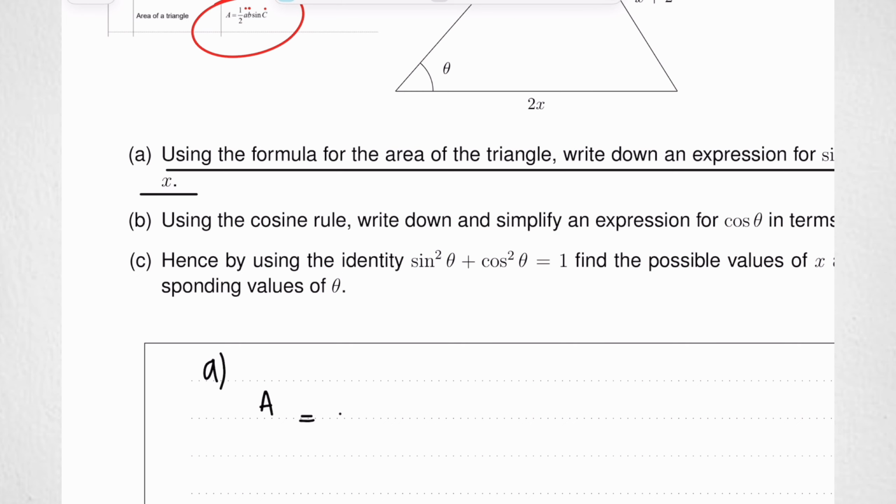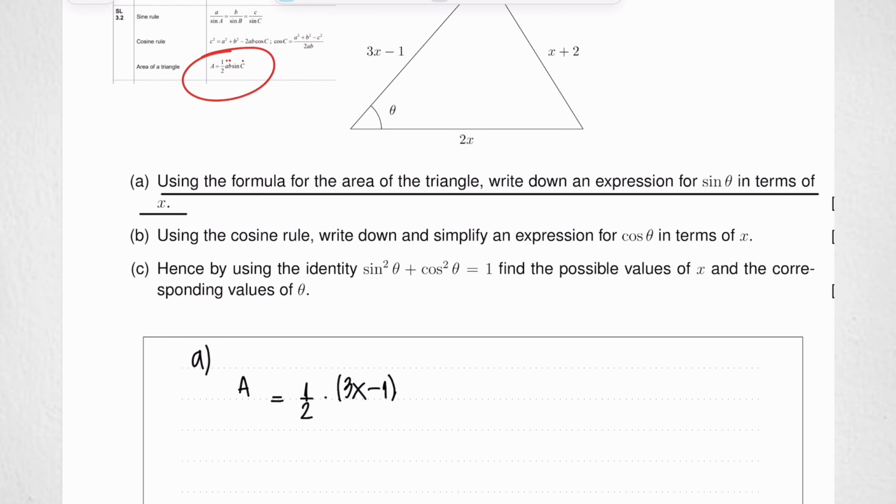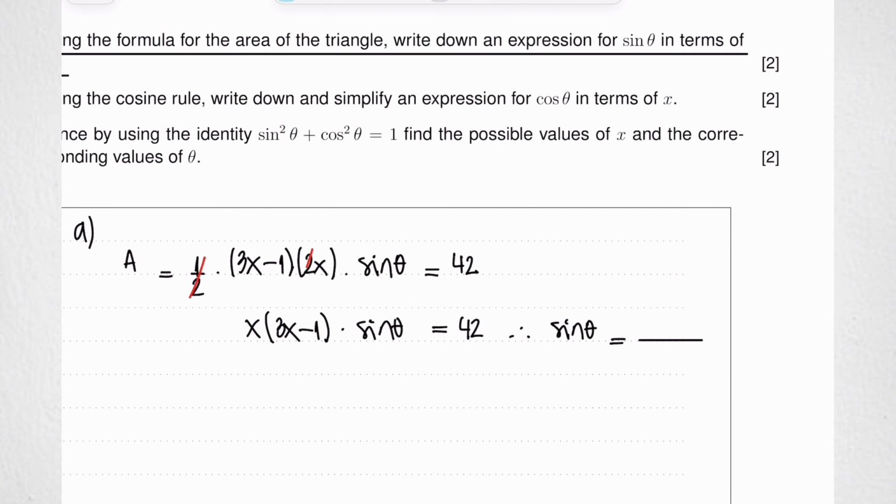So we're not going to use, in this case right now, x plus 2 in this formula. So the area is 1 over 2 times (3x minus 1) times 2x times sine of theta, which is equal to 42. We know that the area is 42. We can simplify the 2s. And given that on the left-hand side we have x times (3x minus 1) times sine theta, and on the right-hand side we have 42, therefore, we can write sine of theta as 42 over x(3x minus 1).